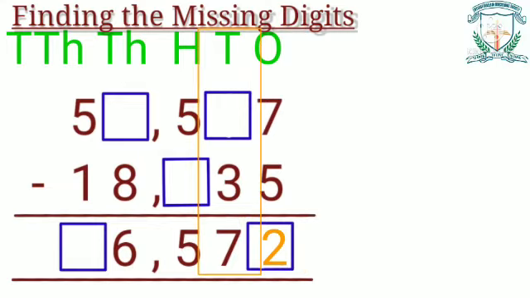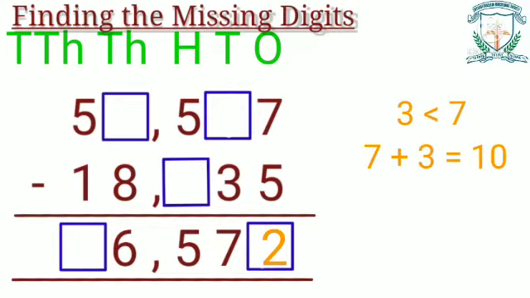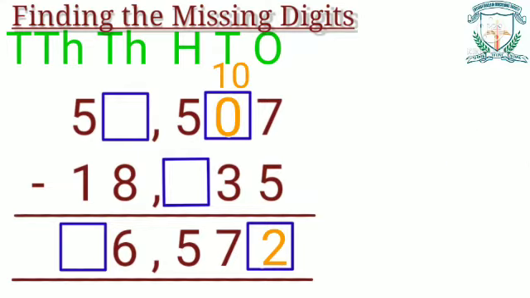Now, let us take tens place digits. Box minus 3 is equal to 7. Since 3 is less than 7, we add 7 and 3. That is, 7 plus 3 is equal to 10. Write 0 in tens column box.